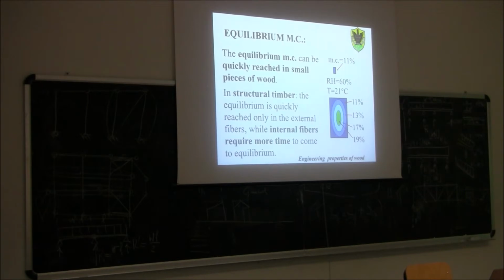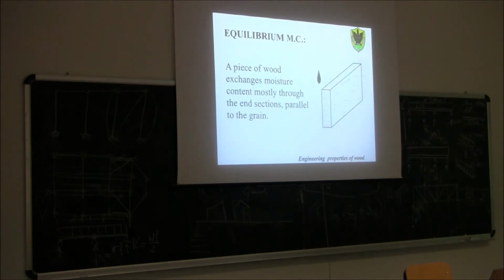Okay? Very important thing. If you just remember the microstructure of wood, you will understand that obviously the resistance of the wood to the moisture flow is much higher along these lateral surfaces than on the ends of the cross-section.